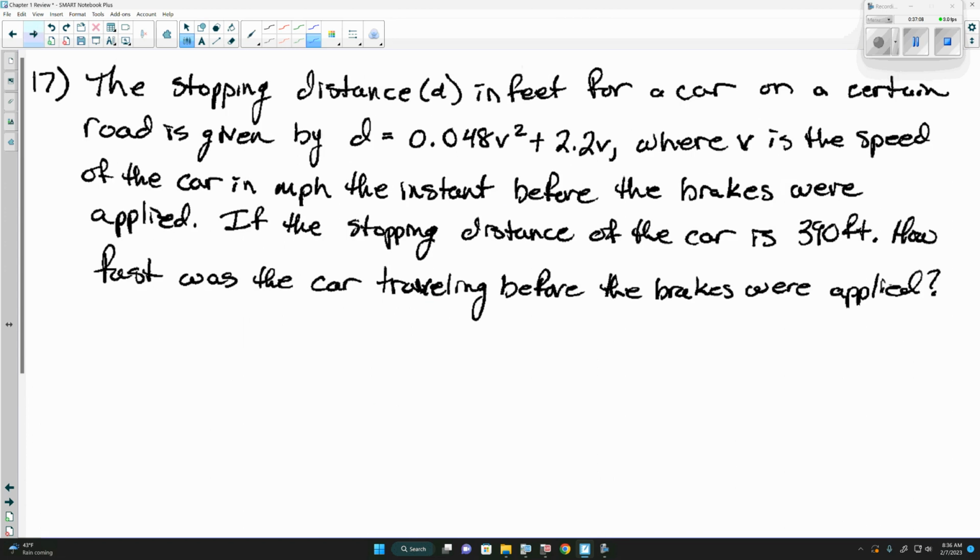Okay. Last one we'll look at is 17 or 18. Which one do y'all want to look at? Stopping distance of the car or the firework? The car. So they are similar type problems.